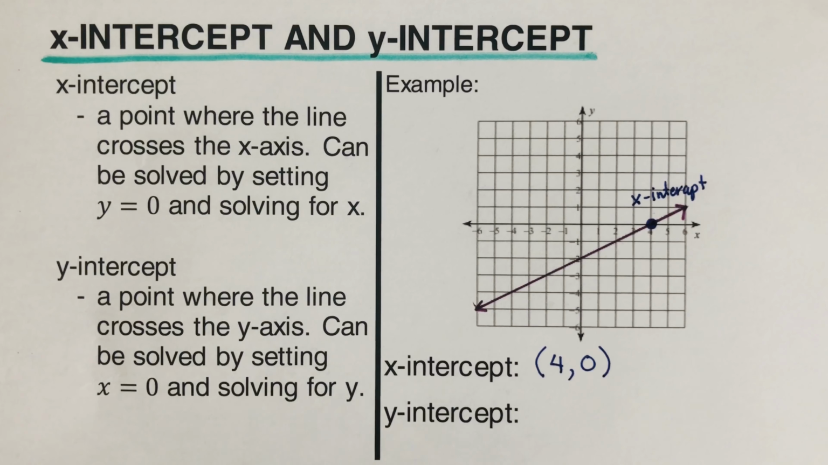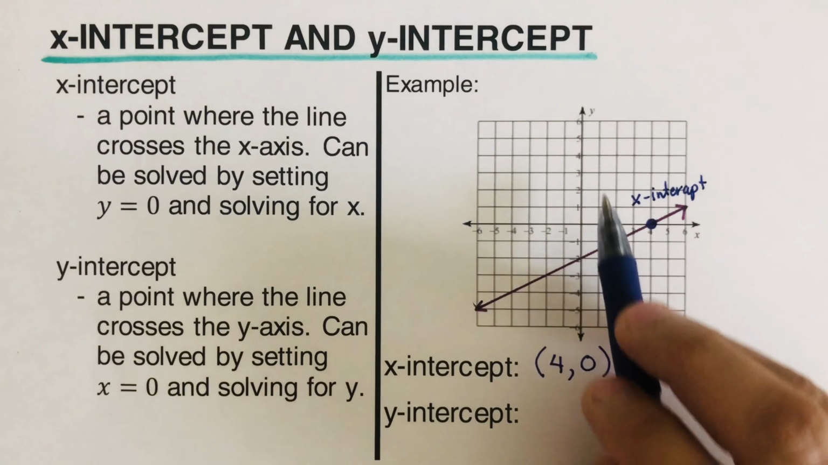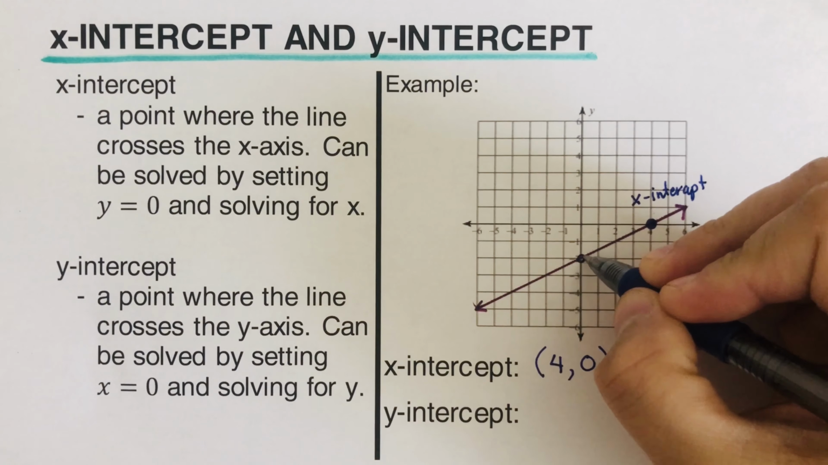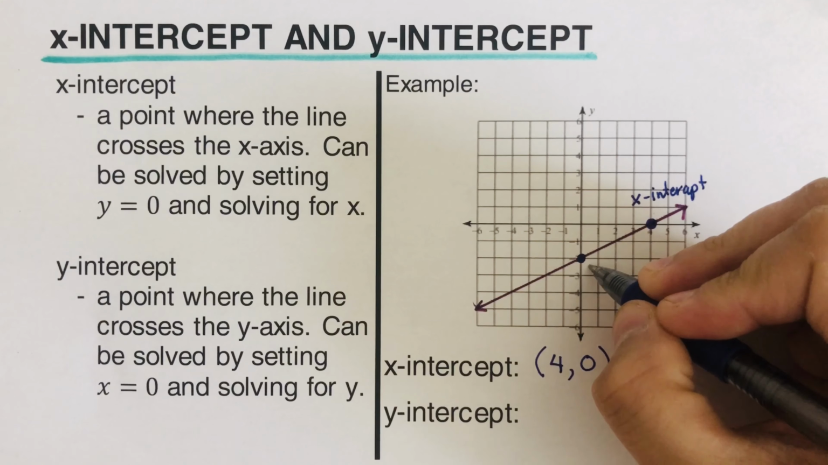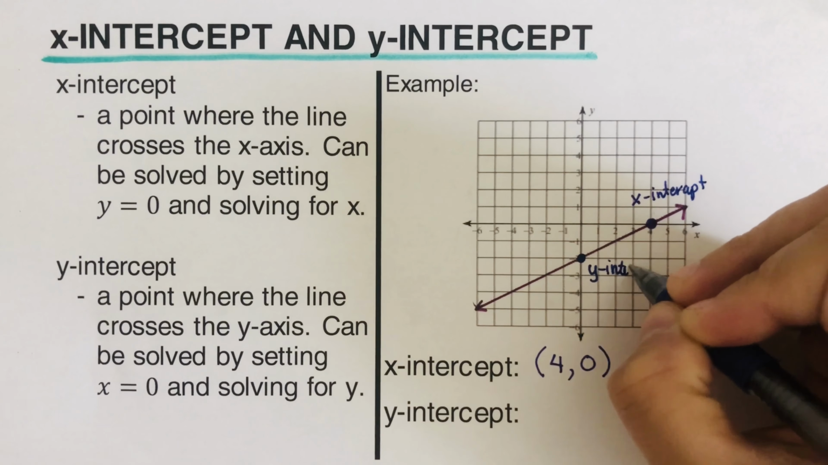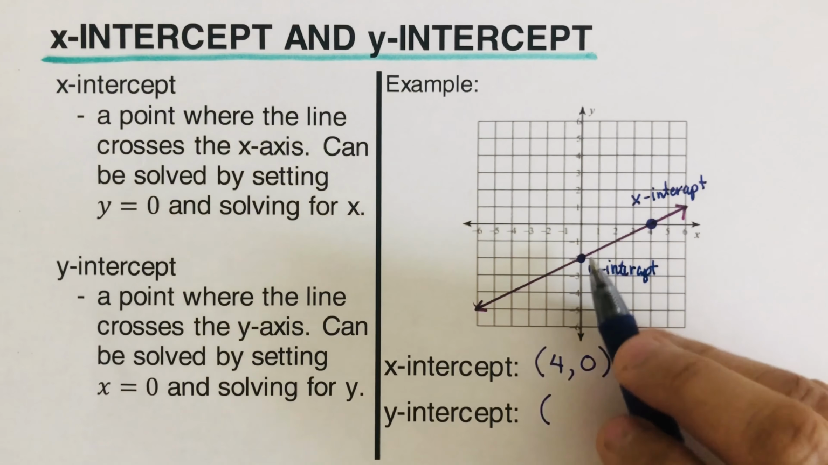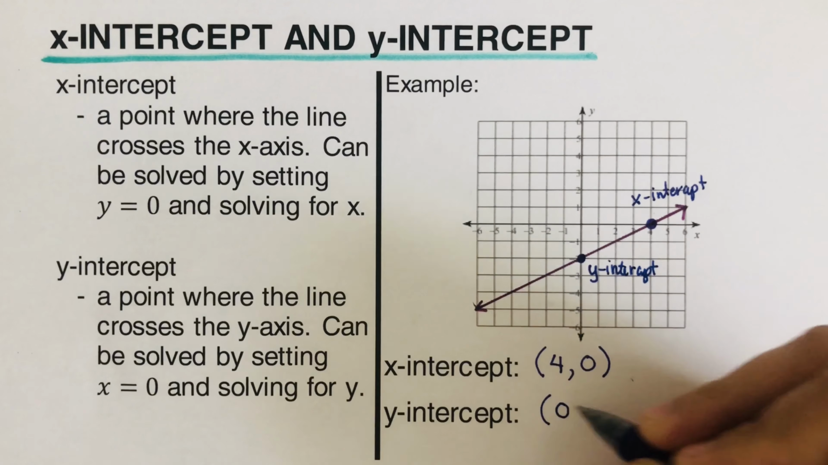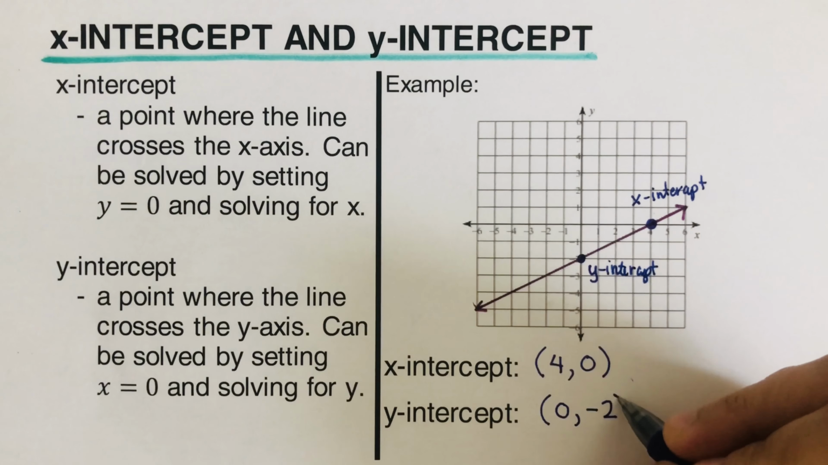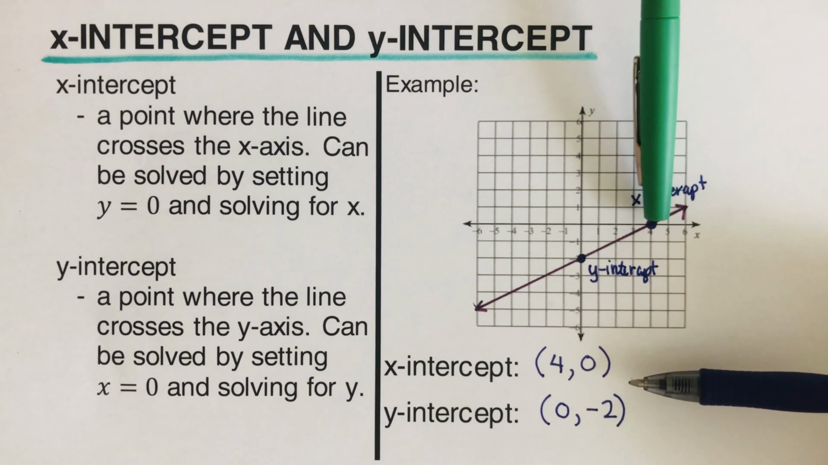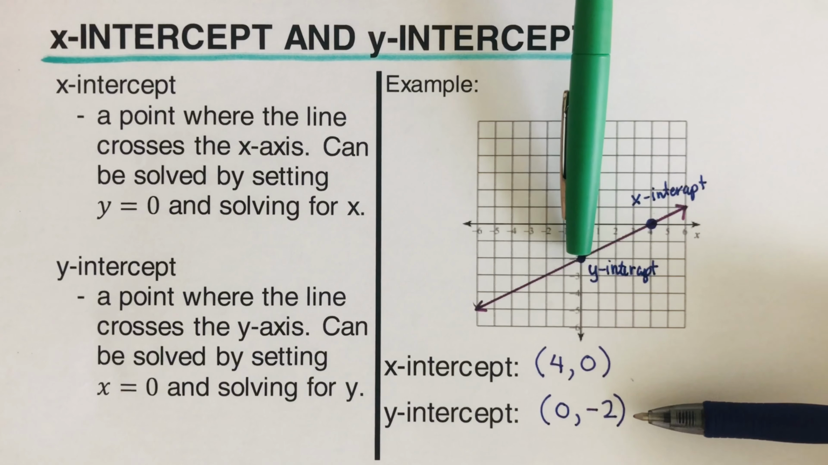Now if we want to determine the y-intercept, we're going to go to the y-axis and figure out where the line crosses the y-axis. It's crossing at this point right here, and we can label this as our y-intercept. If we want to determine the coordinate for that point, our x is 0 and y is -2. So this is our x-intercept, which corresponds to this point right here. And this is our y-intercept, which corresponds to this point right there.